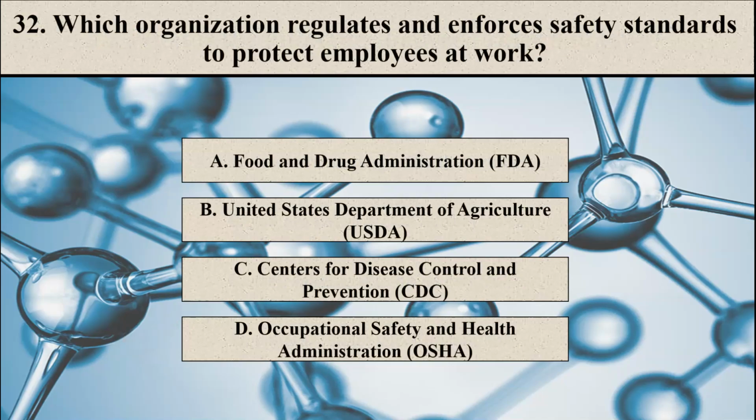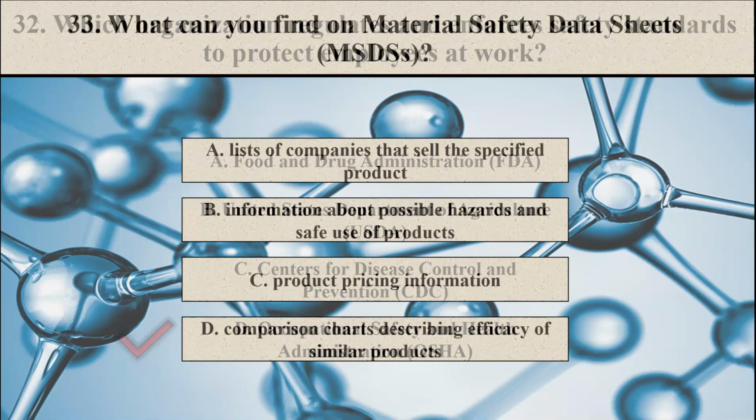Which organization regulates and enforces safety standards to protect employees at work? Food and Drug Administration, FDA, United States Department of Agriculture, USDA, Centers for Disease Control and Prevention, CDC, Occupational Safety and Health Administration, OSHA. If you chose D, Occupational Safety and Health Administration, you are correct.